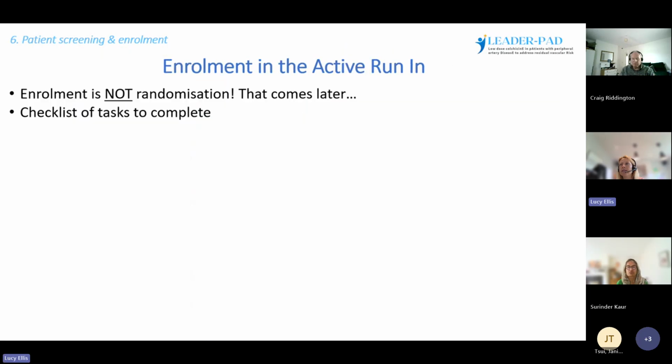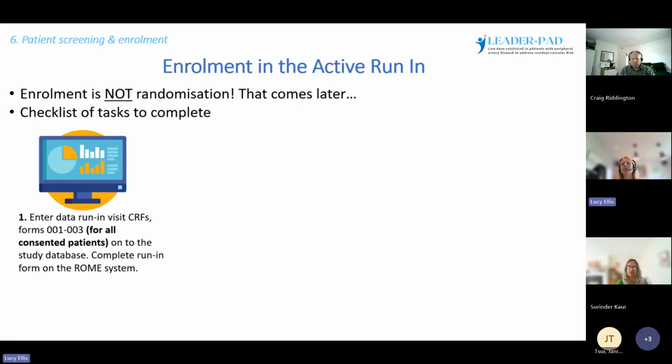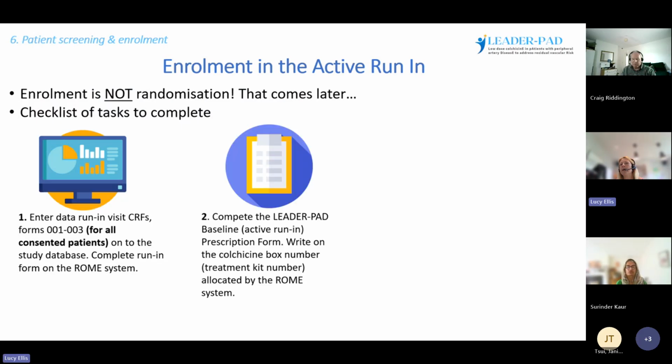And if a participant is eligible for the active run-in, the following tasks need to be completed. You have to go onto the study database and enter data from the run-in CRFs. Then you go into Roam, which we'll cover in more detail later on, which is the online IMP management system. You complete a form in there, which will give you a kit number to prescribe to the participant. You then need to complete a LeaderPad prescription form. Just to note, I've been speaking to your pharmacy and they're developing their own prescription template, which once finalised will be shared with you.